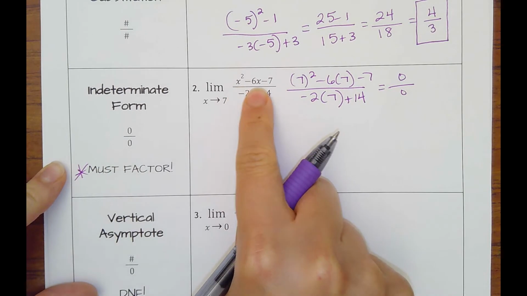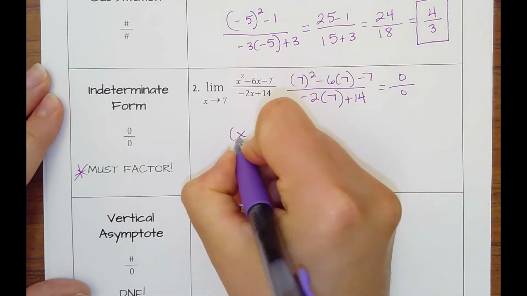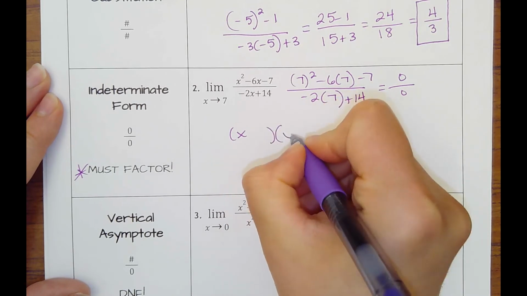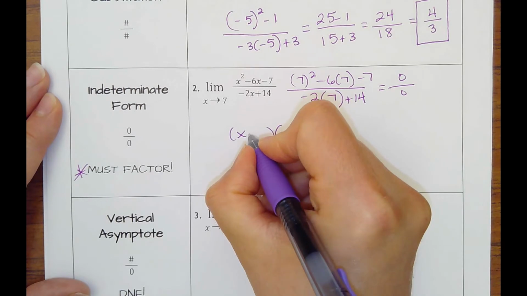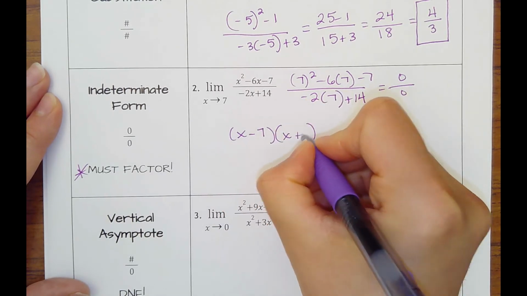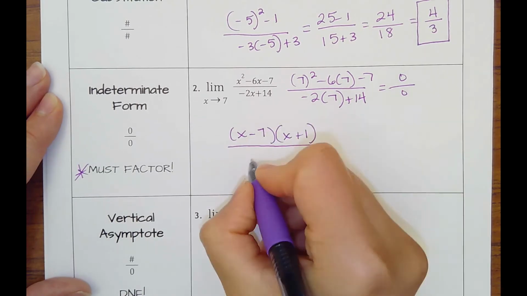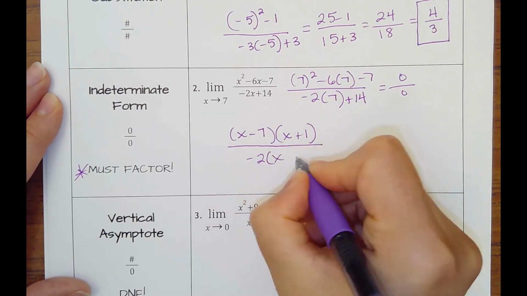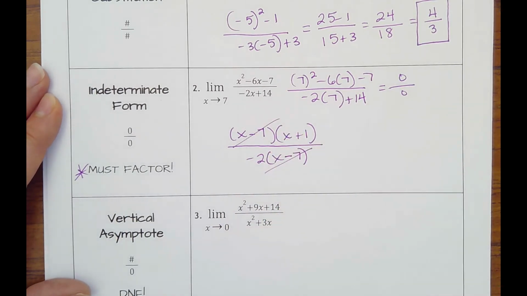So I'm going to take this top polynomial. This is a basic trinomial, and I'm going to factor. I'm going to have x times an x. What two numbers multiply to make -7 that add to make -6? That would be -7 and +1. And on the bottom, I can factor out a -2 to have x minus 7. So do you see a factor that cancels?